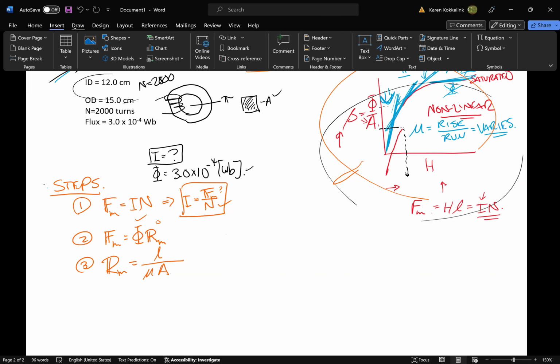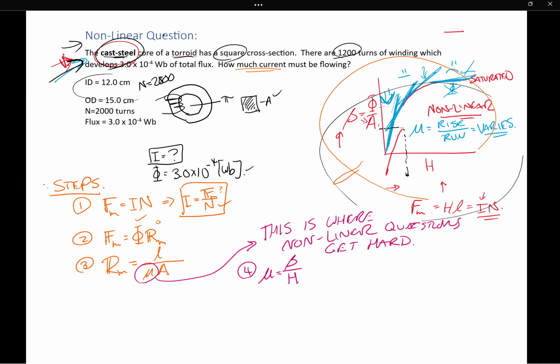And I'm just going to actually draw that here. This is where nonlinear questions get hard. And let's face it, most magnetic circuits do have an iron core and are difficult. So what we have to do now is step 4, which is difficult: we have to figure out the permeability. And it is flux density over magnetic field strength. And it has to be from the BH curve.